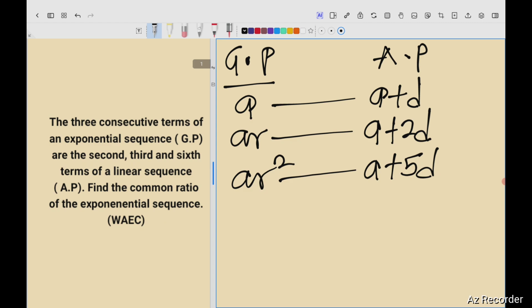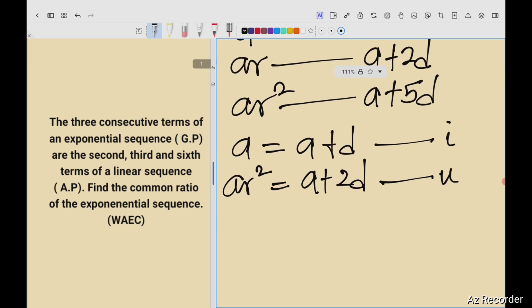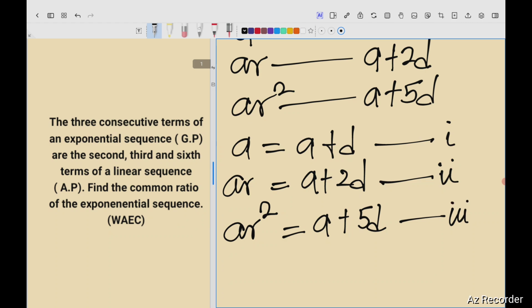So now you equate them one by one. A is equal to A plus D, we label this equation 1. AR is equal to A plus 2D, we label this equation 2. We said AR squared, which is the third one, is equal to A plus 5D. This gives you equation 3.